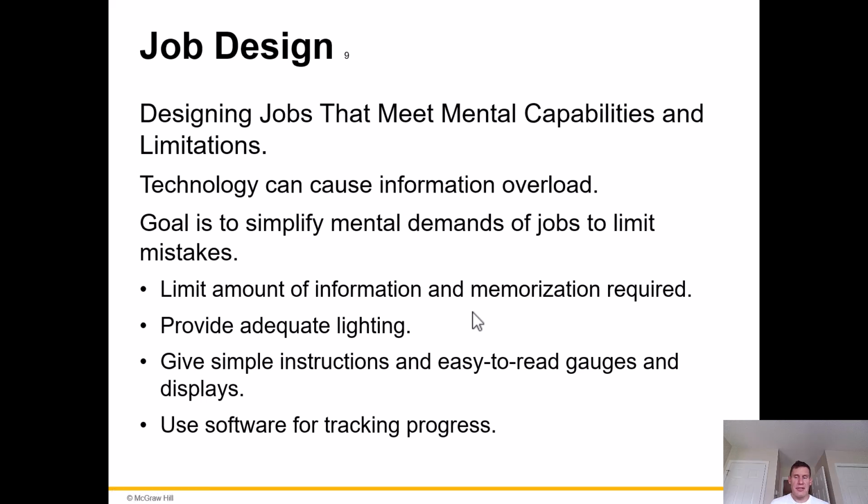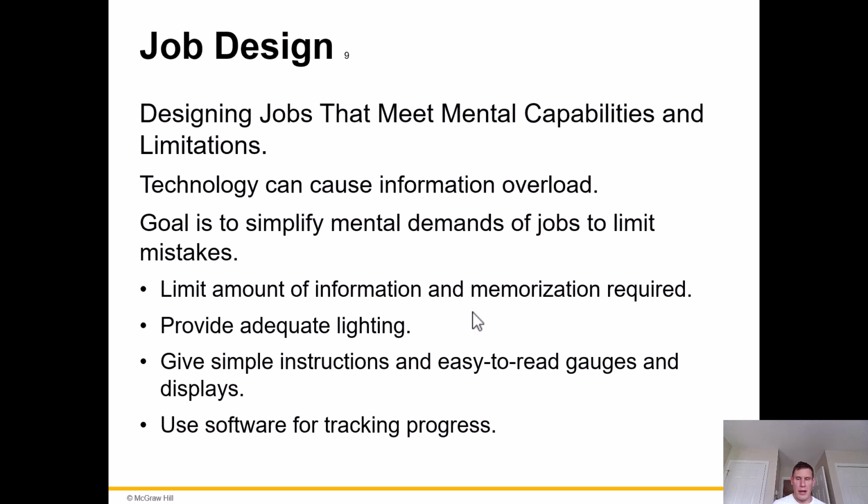So job design, this is the last thing I wanted to touch on. Also designing jobs that meet mental capabilities and limitations, because no one really talks about that. Maybe you could argue it's partly, maybe tangentially, to do with keeping people occupied at work, keeping them happy, so they want to come to work. One of the problems here is that technology can cause information overload. So the goal is to simplify the mental demands of jobs in order to limit mistakes. So we want to limit the amount of information and memorization required to the extent possible.